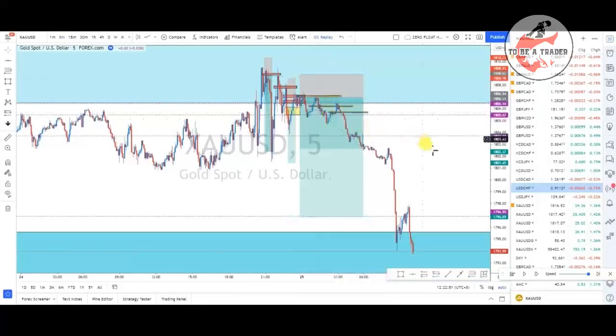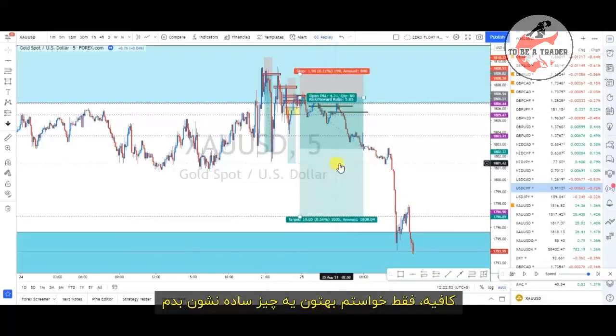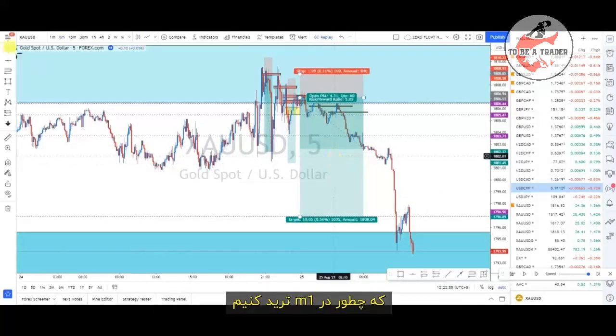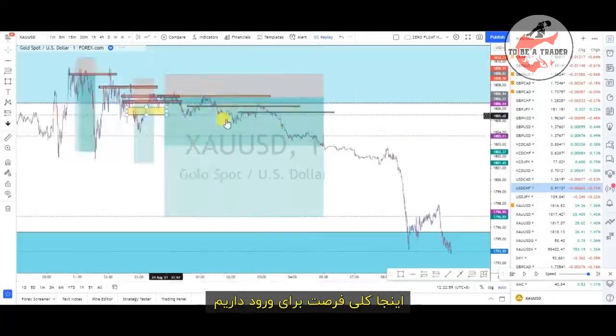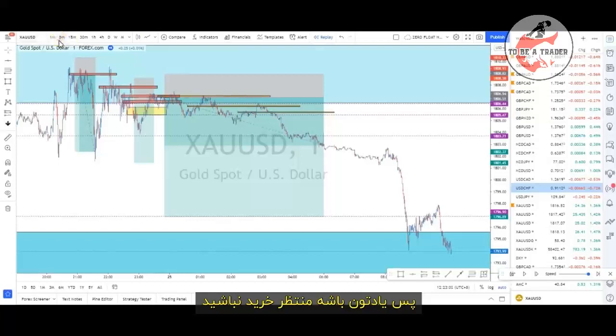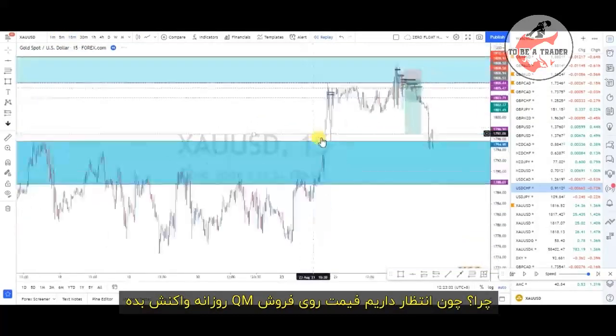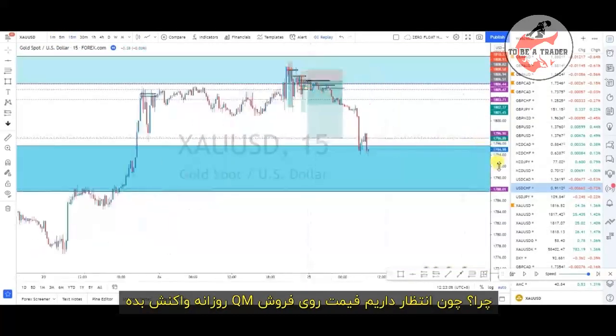Okay, guys. So that's it. I just wanted to show you something simple: how we can trade on the M1. There's always opportunity here. So there are tons of opportunities for us to keep entering. So guys, remember, do not look for buy. Why? Because we expect that the price is going to react on the daily QM sell.